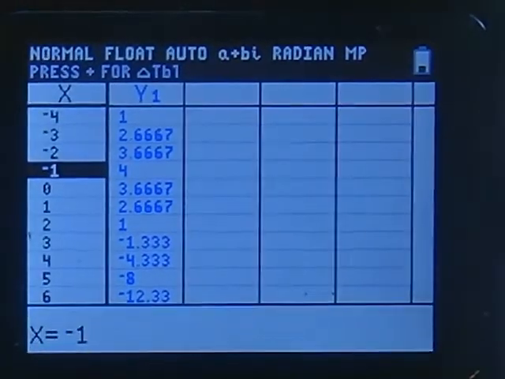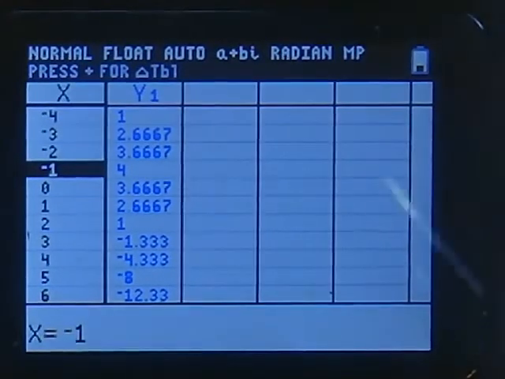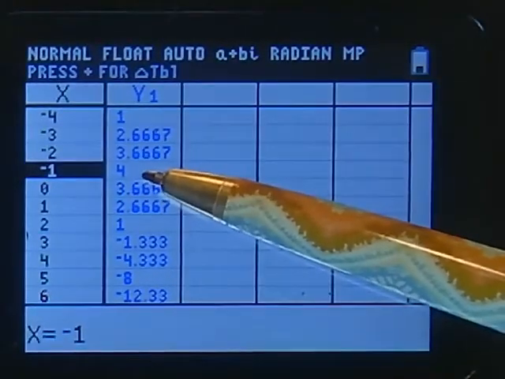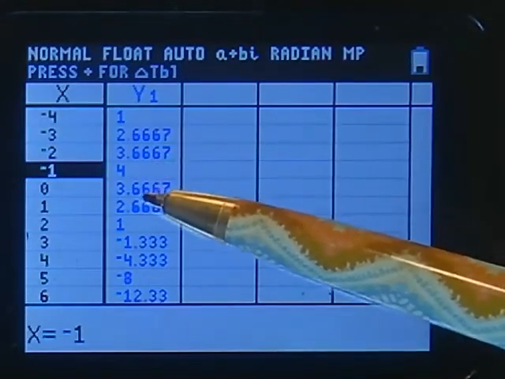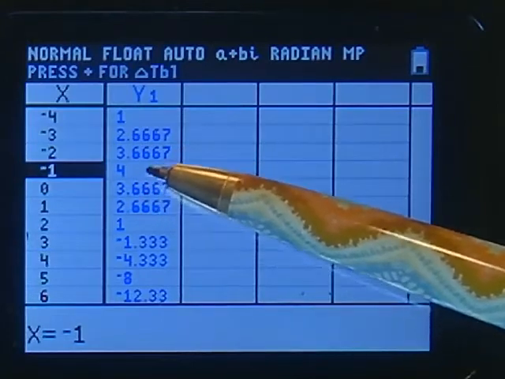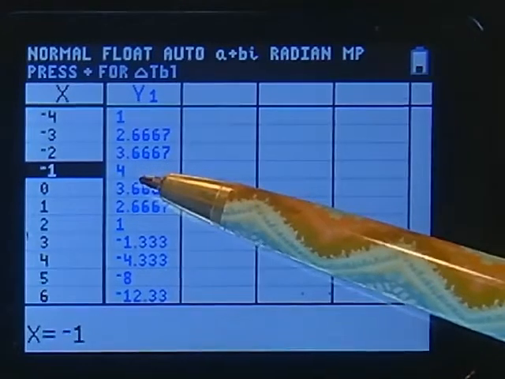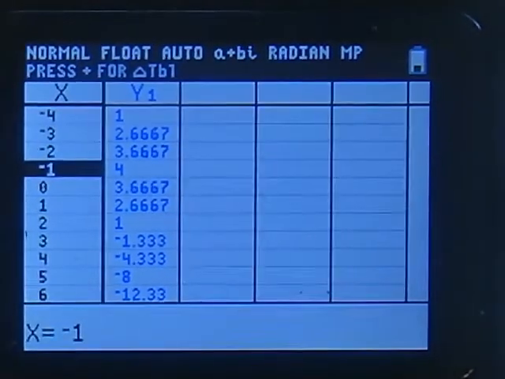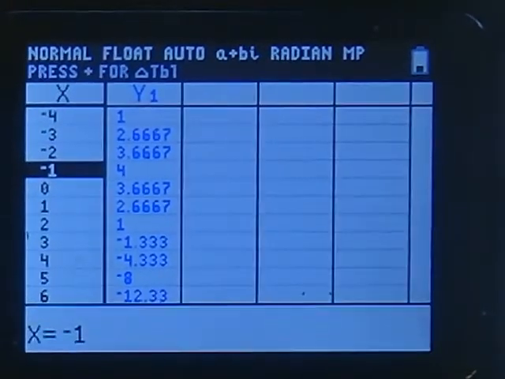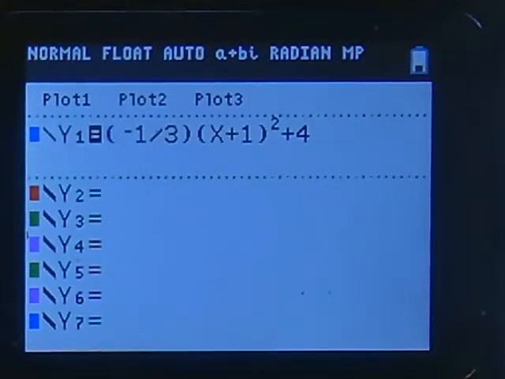We can see that the vertex is right here at negative 1, 4. And you can see that negative 1, 4 is the midpoint between these two, so it's obviously going downhill in both directions. So negative 1, 4 is in fact the vertex. If we look down a little farther, we see that this point 2, 1 is on the graph as well. So we got the right graph here. And that's just verifying that the equation in here is the right equation.